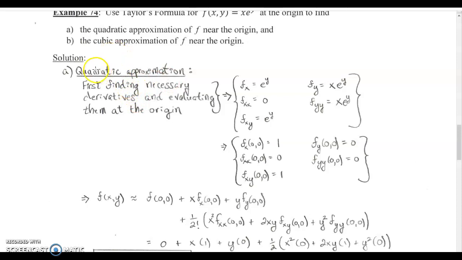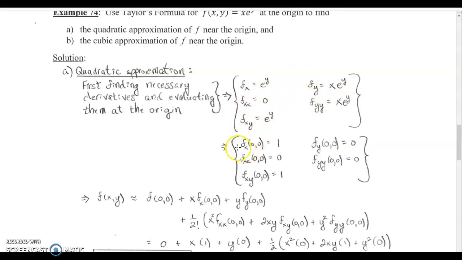So to be able to find the quadratic approximation, I need the first partials. I need the first partial with respect to x and the first partial with respect to y. I need the second partials: second partial of f with respect to x, second partial of f with respect to y, and then I need the one mixed second partial, f sub xy. Okay, so now what I need to do is evaluate each of these at the point 0, 0.